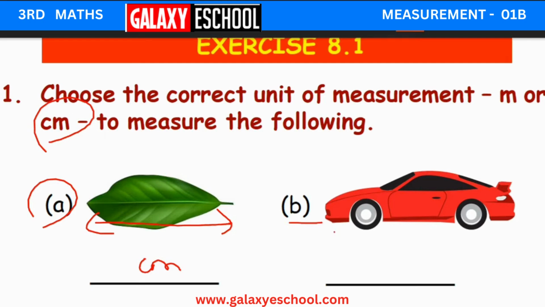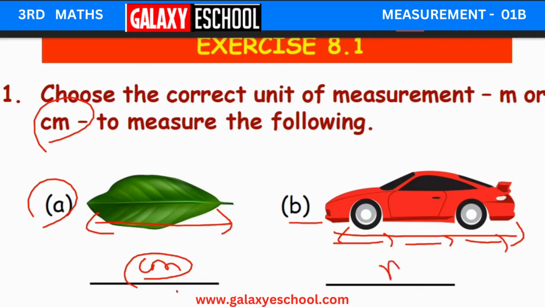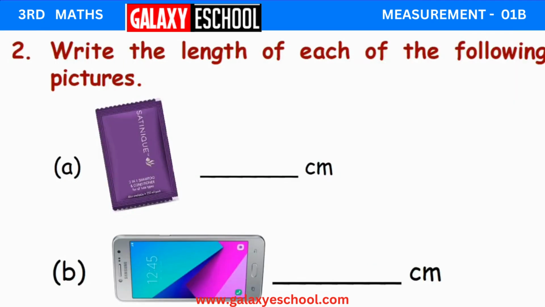Coming to B, we have a car here. Now, if we use centimeters for measuring the length of the car, it will be quite difficult for us. So, what will we go for? We'll go for using meters to measure the length of the given car. Yes, children, see, this is a little bit bigger object, so we are using meters. It's a very small object, so we are using centimeters.